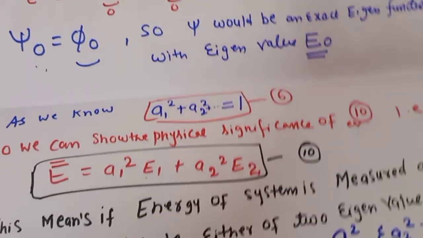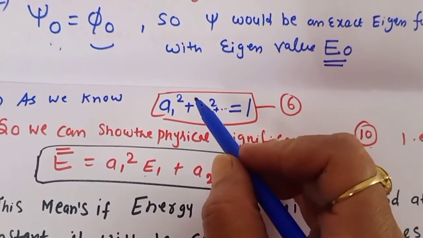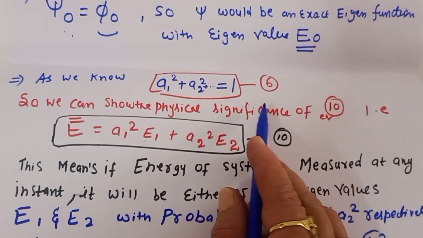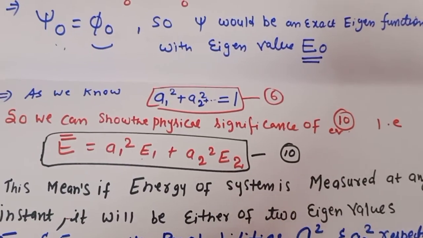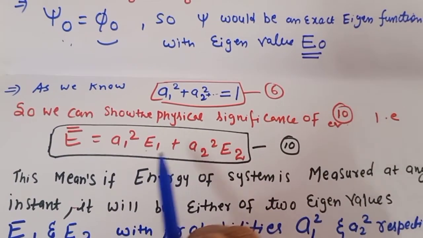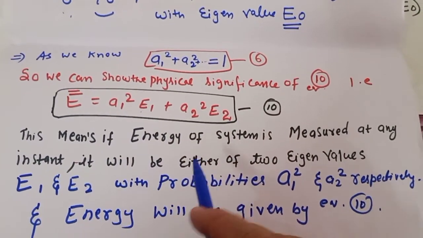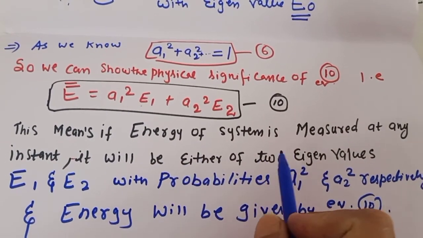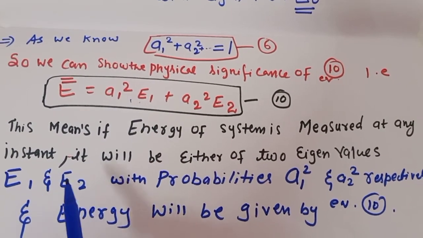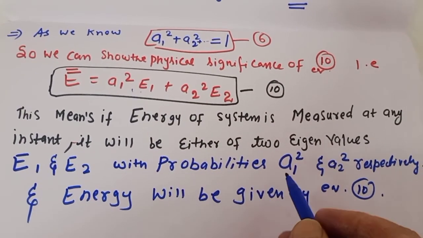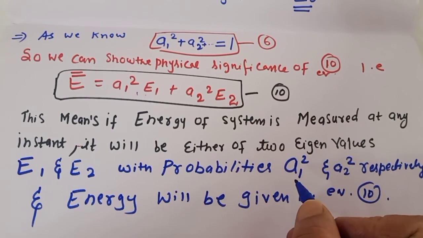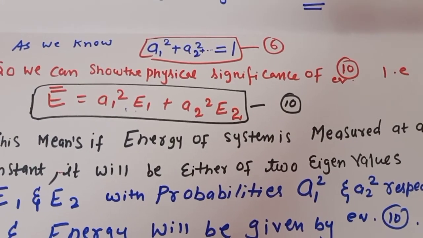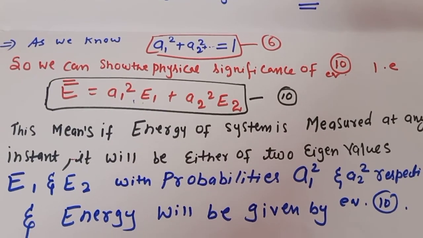As we know, equation number 6 was a1 square plus a2 square equals 1. So we can show the physical significance of equation number 10: all these terms are positive. This means that if the energy of the system is measured at any instant, it will be either one of the two eigenvalues, either E1 or E2, with the probabilities a1 square and a2 square respectively, and the energy of the system will be given by equation number 10. So this is all for the variation theorem.